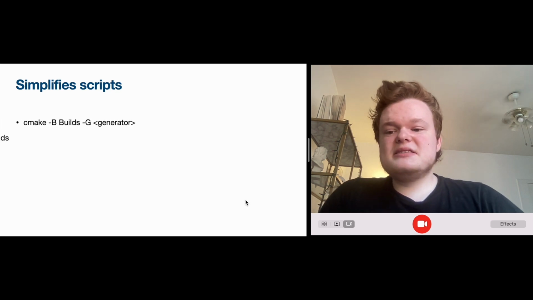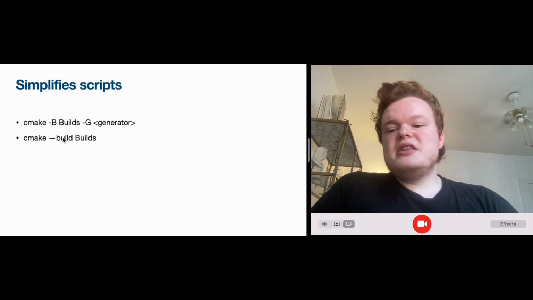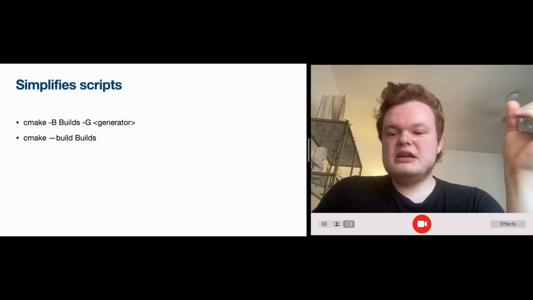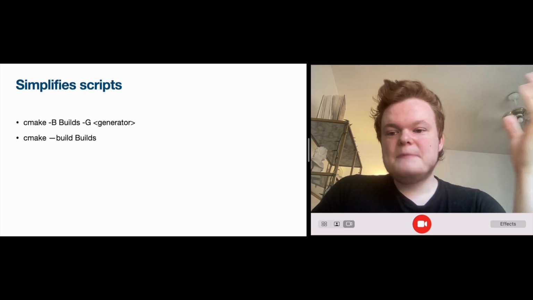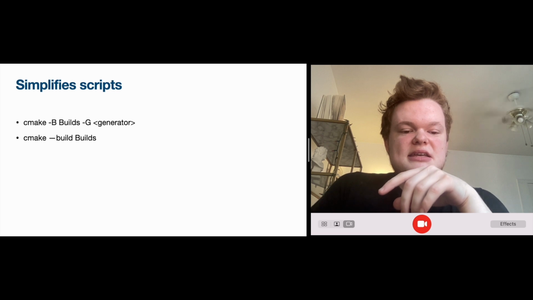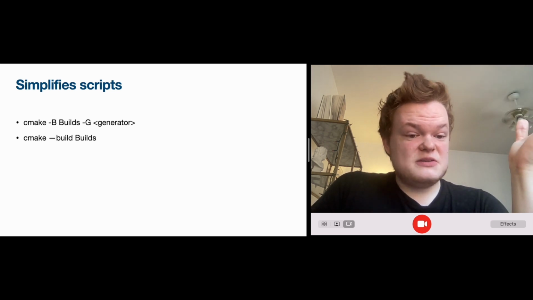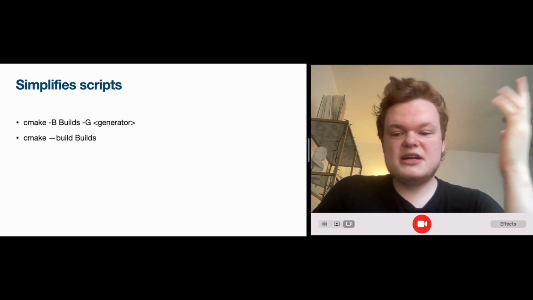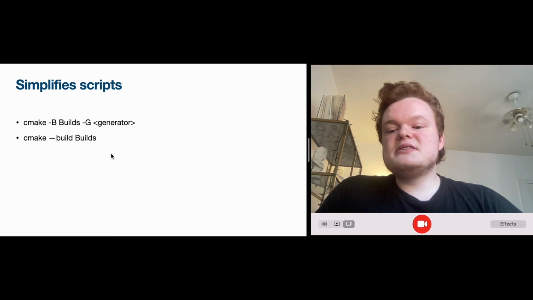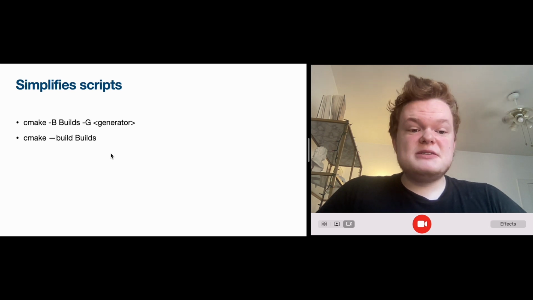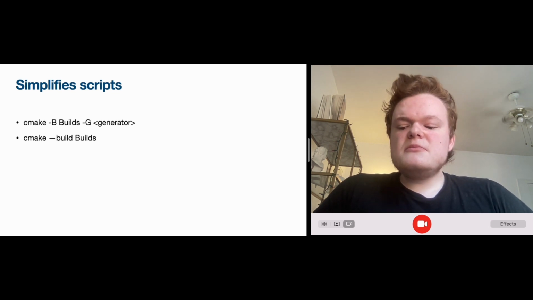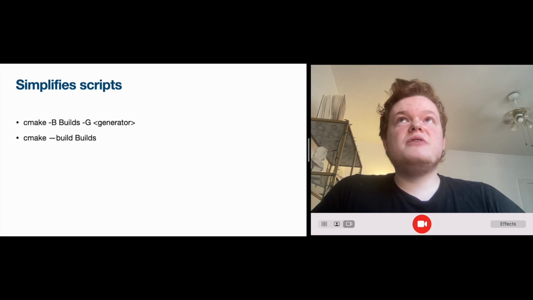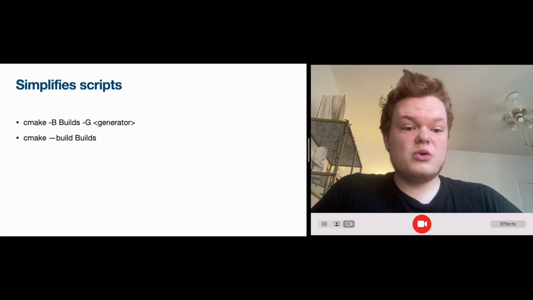CMake simplifies scripts. So I've mentioned this syntax here of -B builds, or whatever build directory, and -G, and you can choose your generator. And what that command does is it generates the build files. So that will create you a makefile or an Xcode project or a Visual Studio project, something like that. But CMake also has this command --build, right? So CMake, after it has generated your build files, it knows how to invoke the native build tool for you.